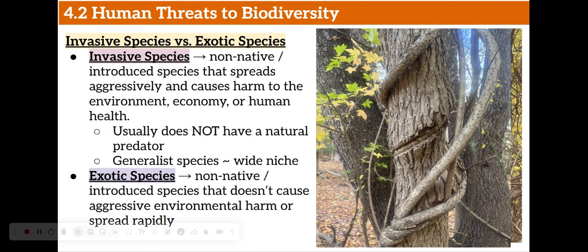An exotic species, however, is also introduced or non-native, but it doesn't spread rapidly or cause harm. So exotic just means it's introduced and it's not necessarily as bad as an invasive species.